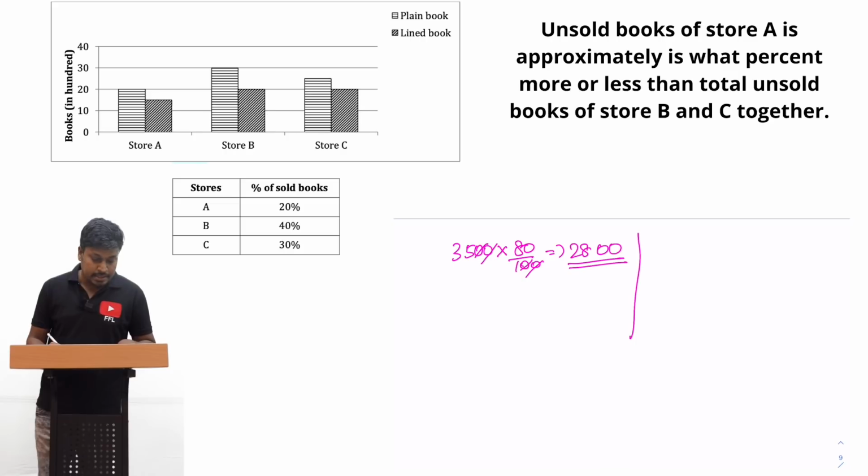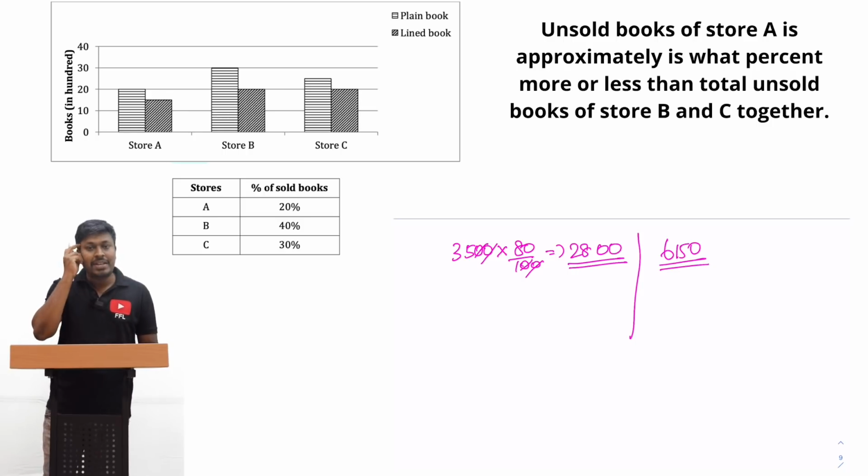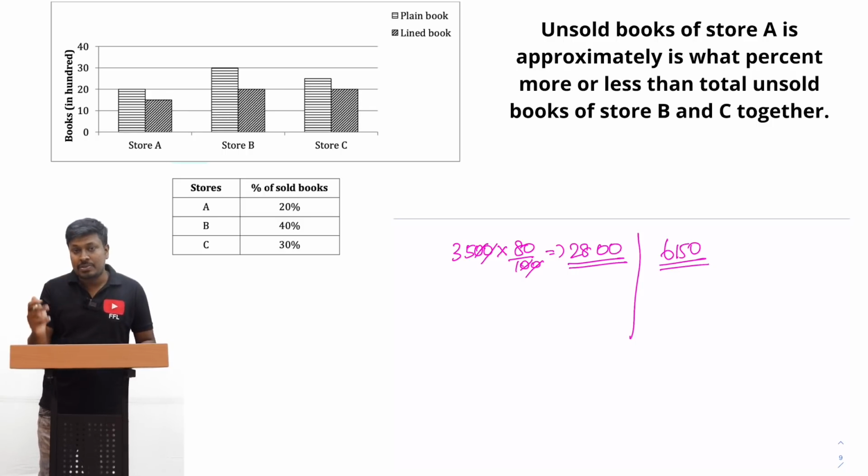So this will be like 3000. So 3000 and 3150, 6150. So we can say that 6150 will be the total number of unsold books from store B as well as C. Got it? So now we need to find X is what percentage more or less than Y. Then what is the formula here? So 6150 minus this value 2800.